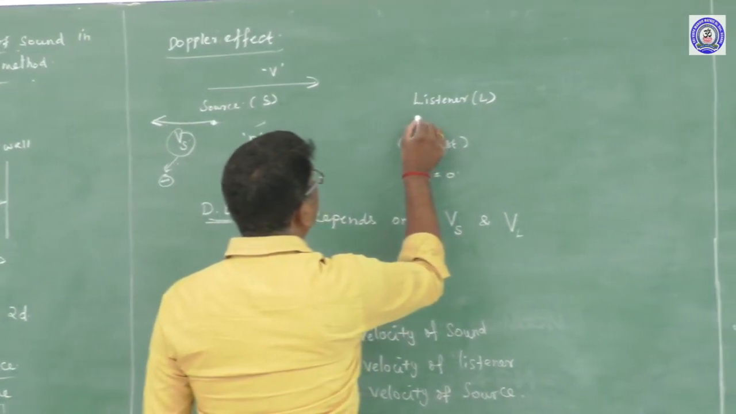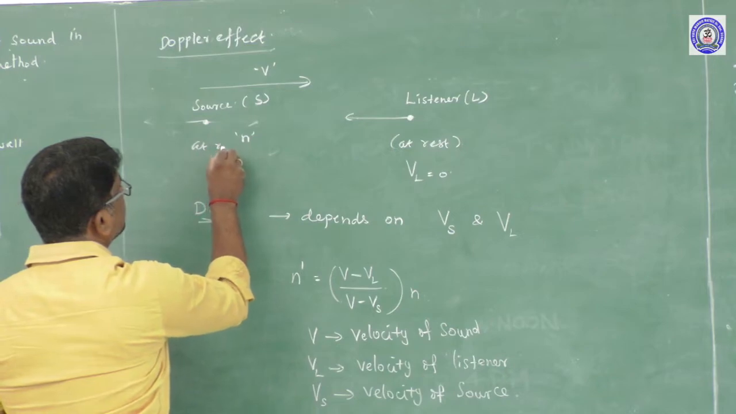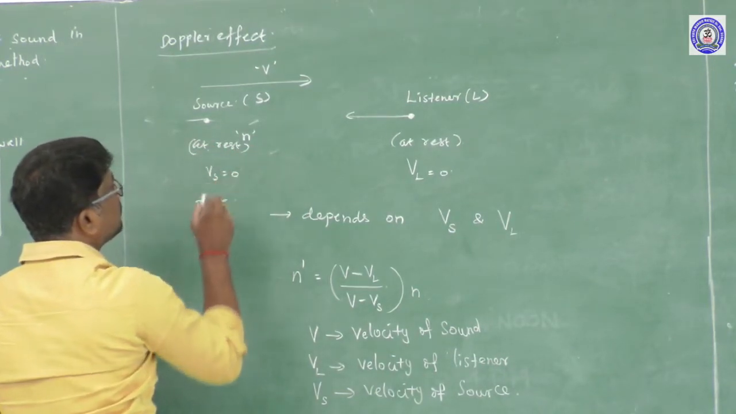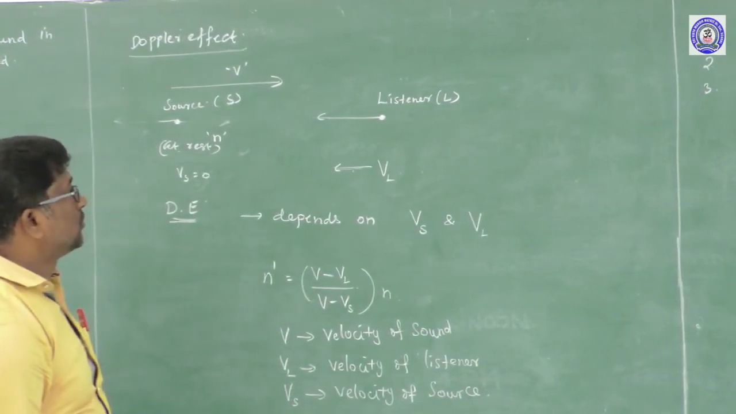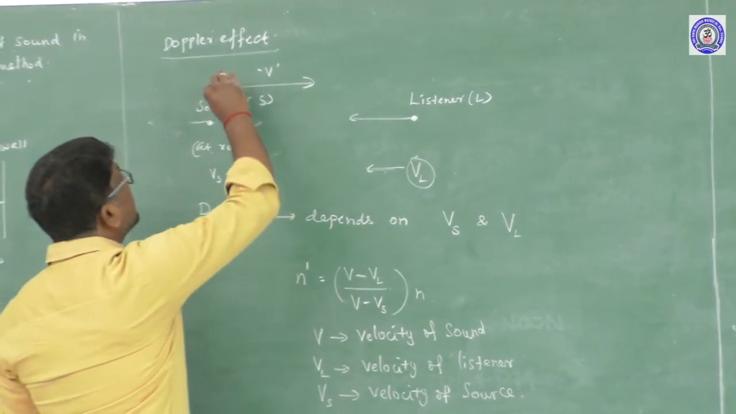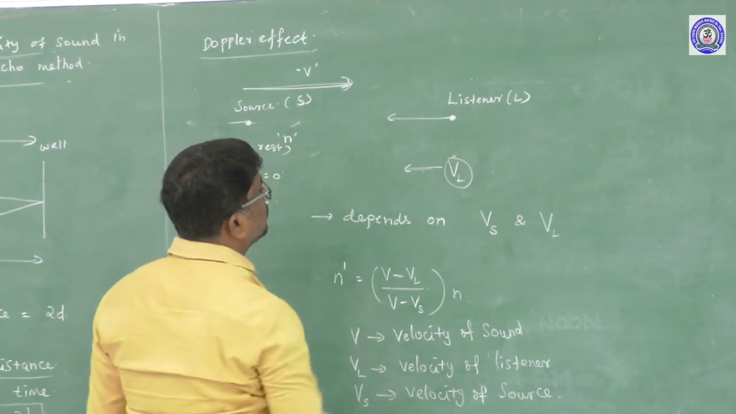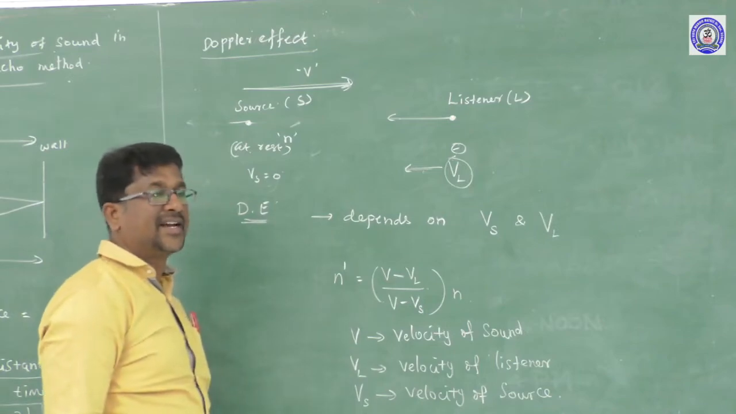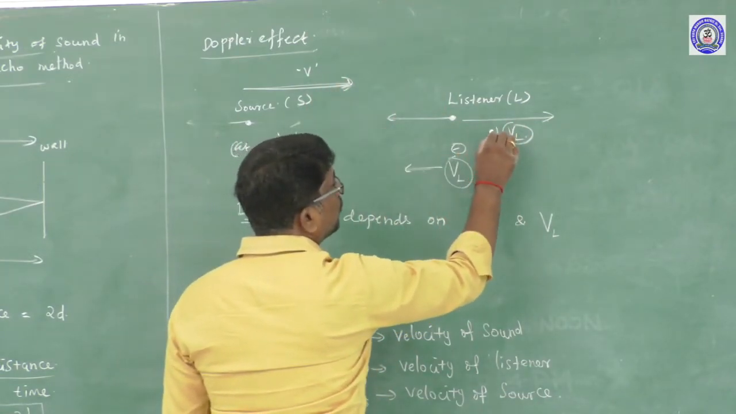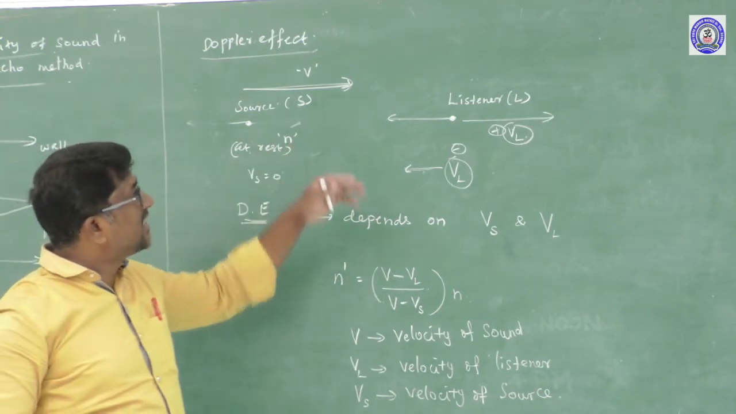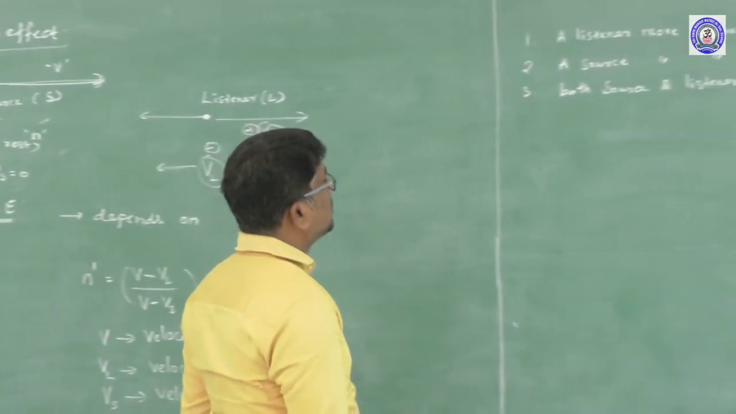Similarly, suppose the source is at rest, so the Vs value is 0. A listener is moving with a velocity of Vl towards the stationary source. The sound wave emitted by the source travels in this direction, whereas the listener's velocity is opposite, so the Vl value is negative. If the listener is moving in the other direction, Vl and V are in the same direction, so the Vl value is taken as positive. This sign convention must be used while dealing with the Doppler effect. Now, the first special case.